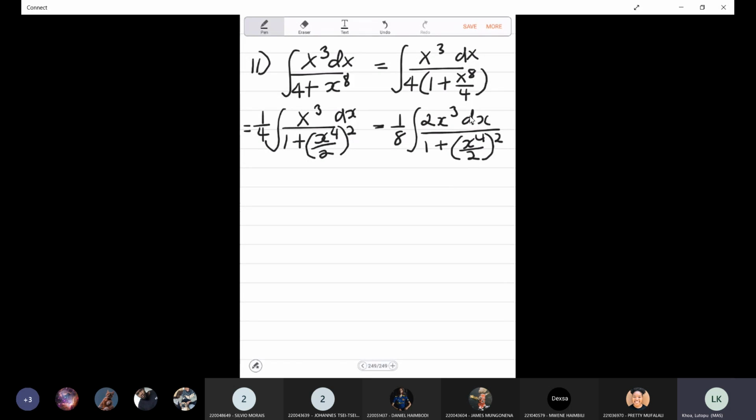Okay, so now it is exactly in the form that I want. This is a plus here, so that will be tan inverse. There's no square roots. So this is 1 over 8 tan inverse of x to the power of 4 over 2 plus our constant of integration.